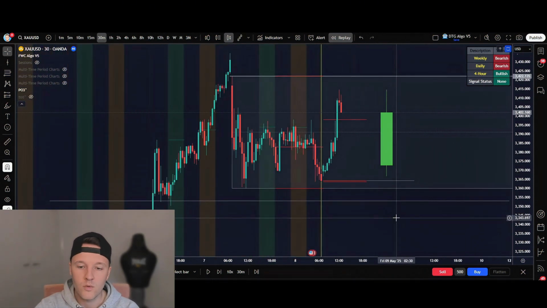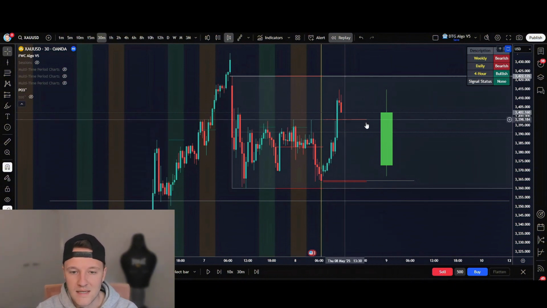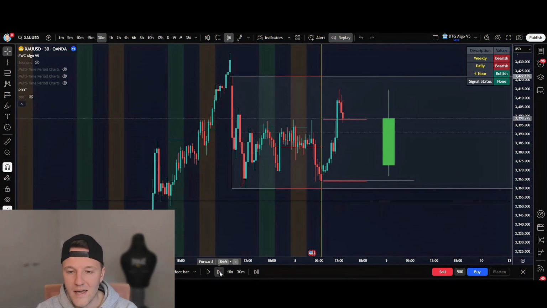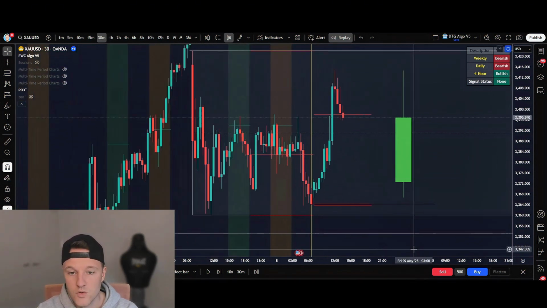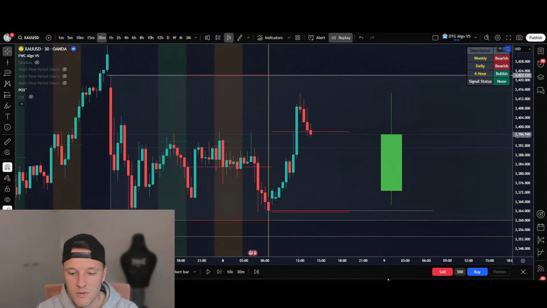So at this point, we've formed the top wick, we've grabbed liquidity from key areas of the market, and now we're looking for an entry to take this back down. And we're going to wait for a closure below this key level, just like that. Perfect. So that's a 30-minute closure below the AOI level.